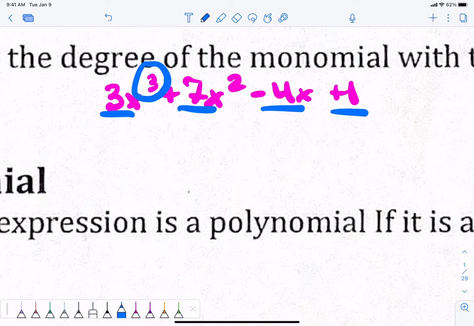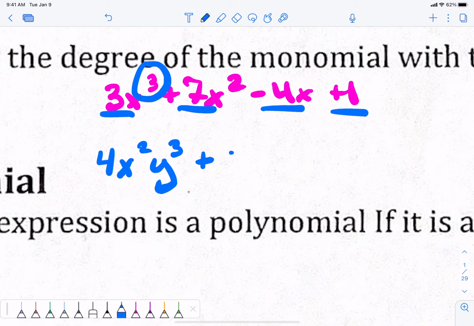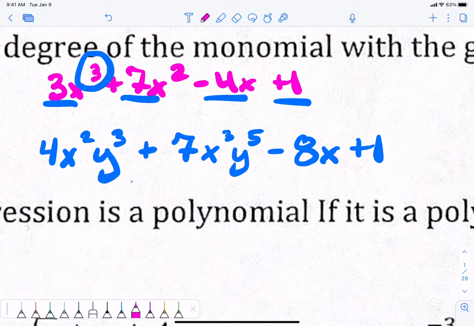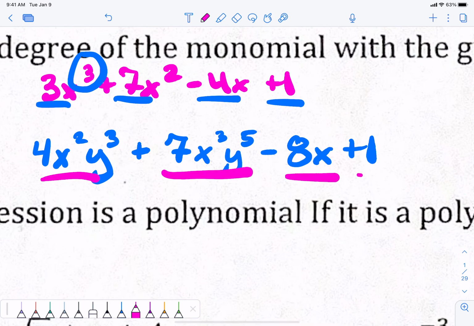All right, now here's another example. Let's say I have 4x squared y to the 3rd plus 7x to the 3rd y to the 5th minus 8x plus 1. Let's say I have that going on. How many pieces do you have? 1, 2, 3, 4.